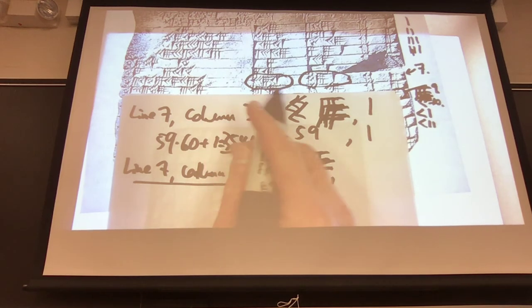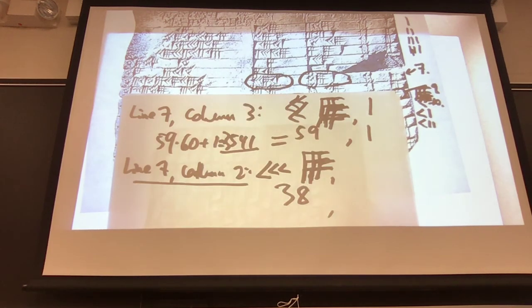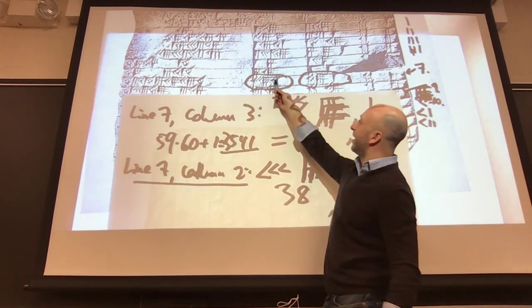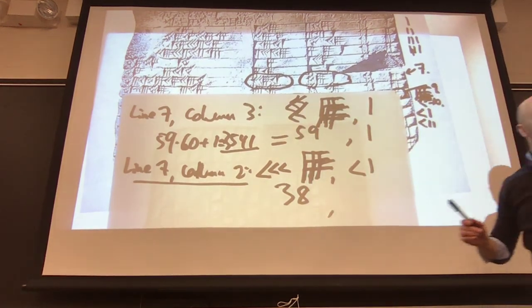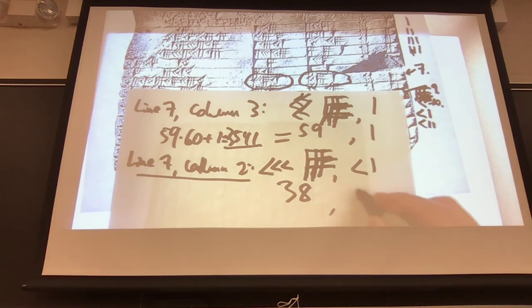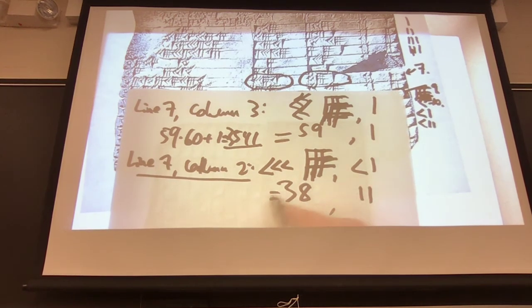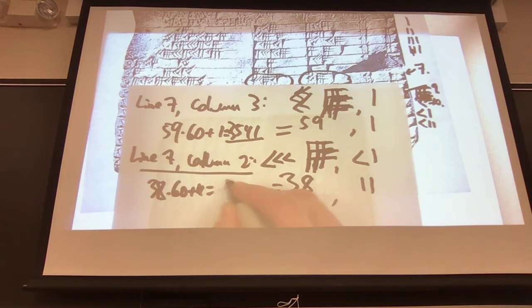So I count that as 38. And what's next to it? A 10 and a 1. Does everybody see that 10 and a 1? So that makes 11. So what is this number? 38 times 60 plus 11. Let's do it on the calculator. 38 times 60 is 2280 plus 11, 2291.